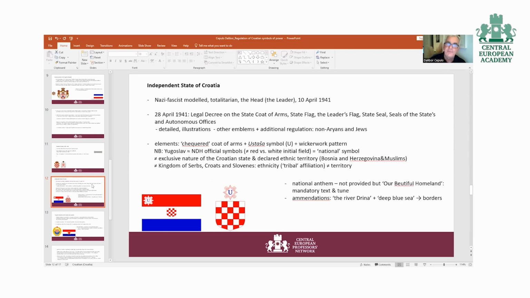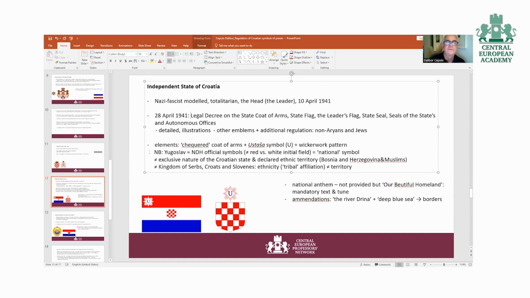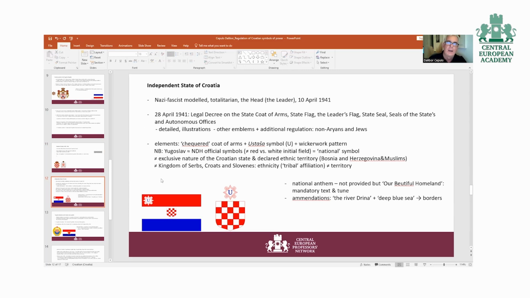It was completely different with the Independent State of Croatia, a Nazi-fascist modeled and totalitarian state, proclaimed on the 10th of April 1941, and already on the 28th of April a decree was passed that very precisely and in great detail regulated the symbols. The state was very new; it was the notorious puppet state. But one of the first things they did was to define the symbols.